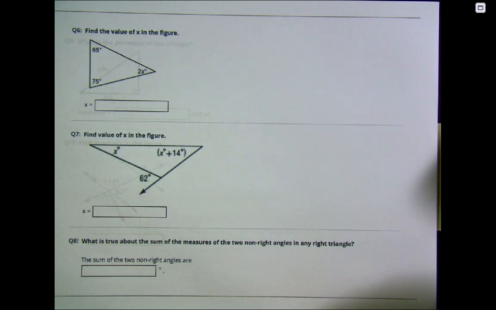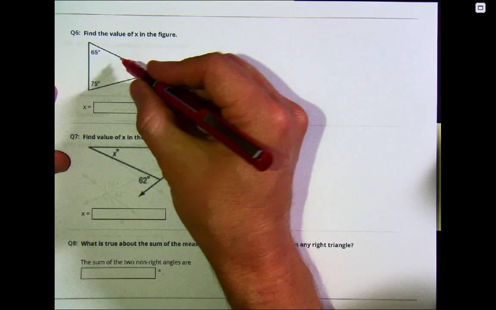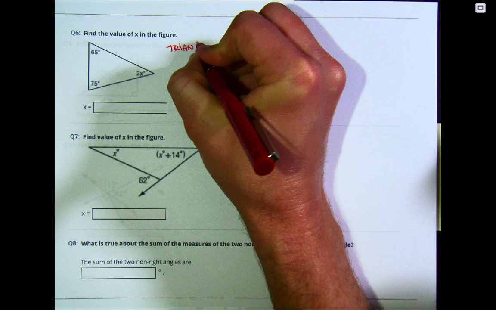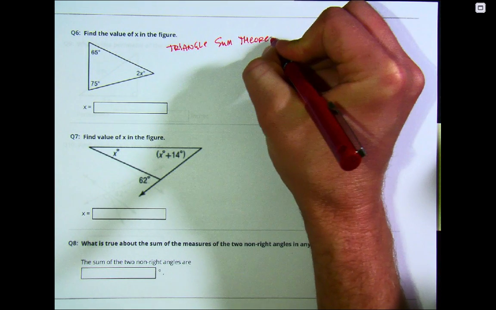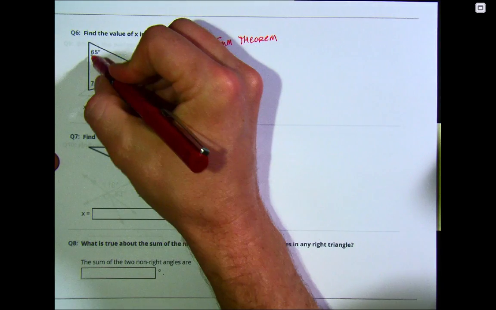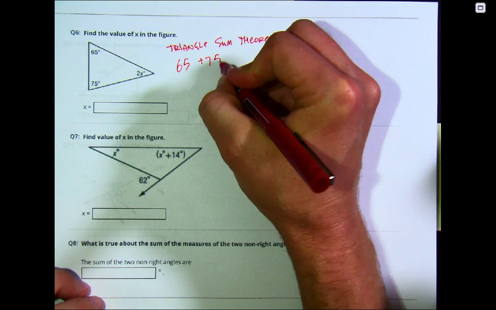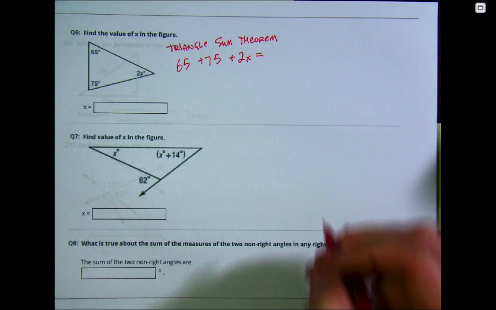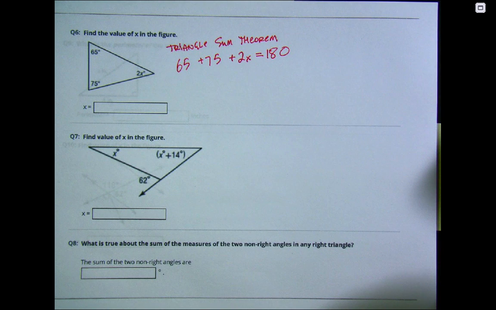Question number 6. Find the value of x. Okay, this has to do with what we call the triangle sum theorem. And I bet you might have known this before 8th grade. The triangle sum theorem says that the 3 angles of a triangle always add up to how many degrees? 180. Boom. There's my equation. I just have to solve it, right?